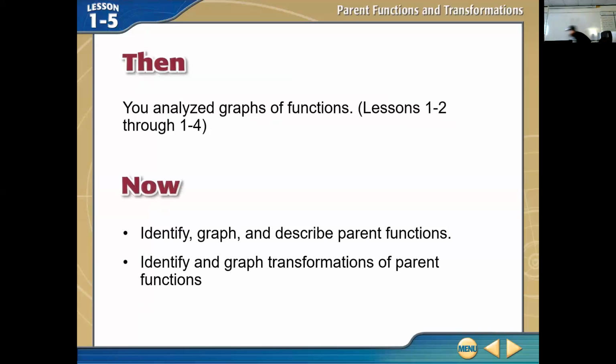So we've been analyzing graphs. That's from section 1-2 through 1-4. It's all going to come together today. Now we're going to be identifying, graphing, and describing parent functions. And we're going to identify graph transformations of parent functions.